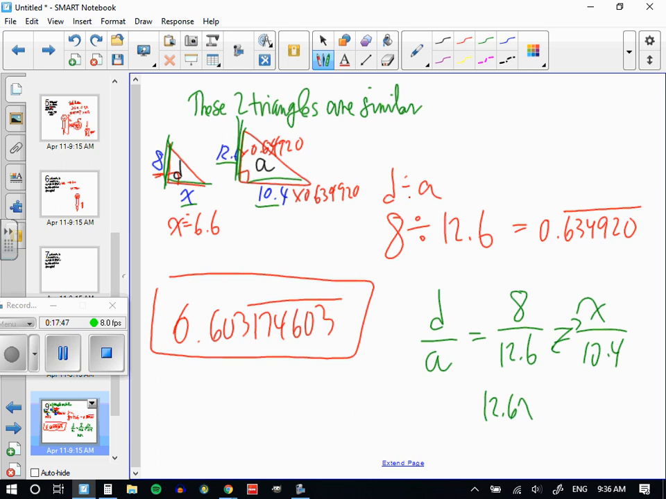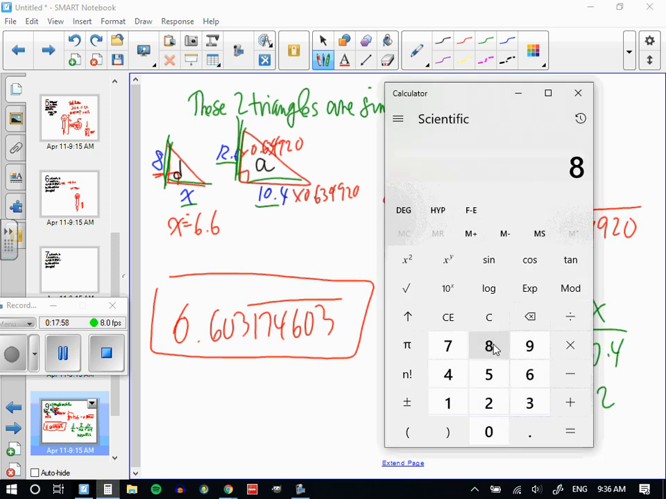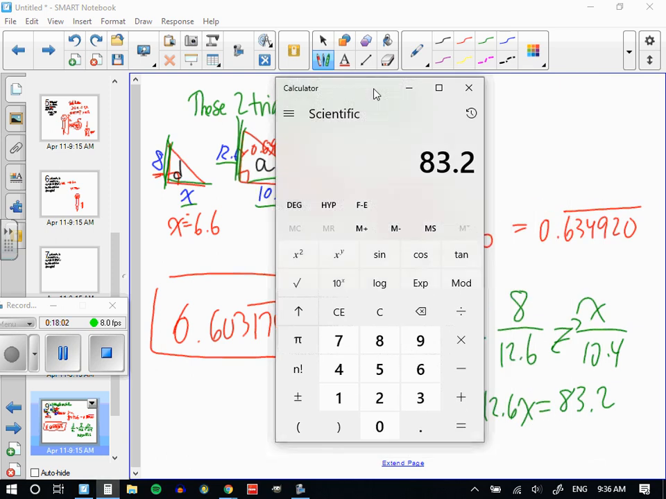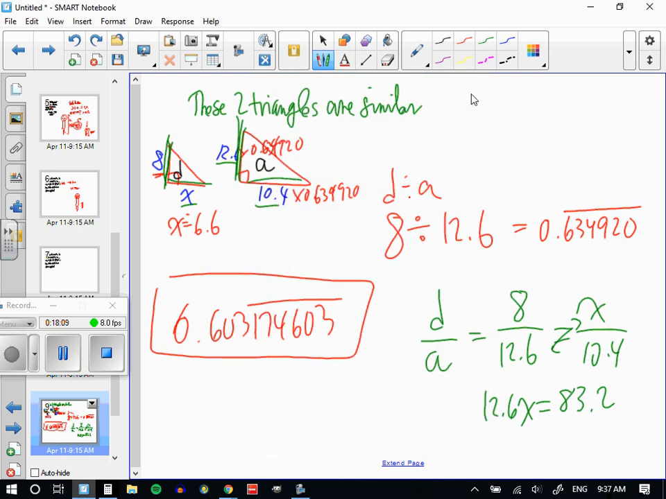So 12.6x will be equal to 8 times 10.4, which is 83.2. Take my 83.2 and divide it by 12.6, and it gets you the exact same answer we got before, but in an easier, different way. So we get the same answer using proportional reasoning as opposed to scale factor.